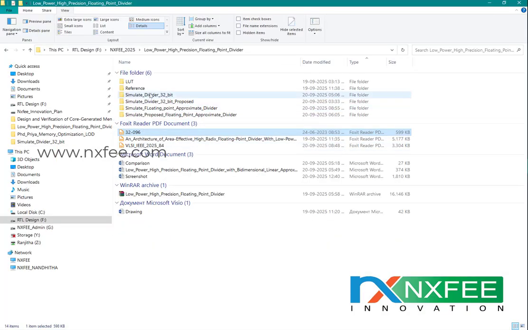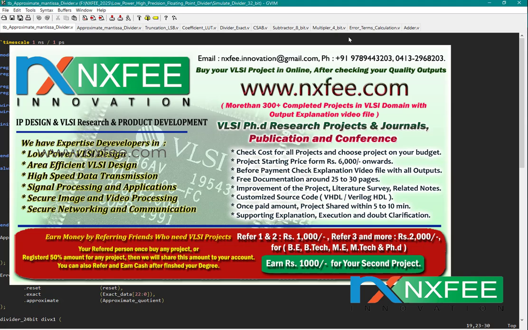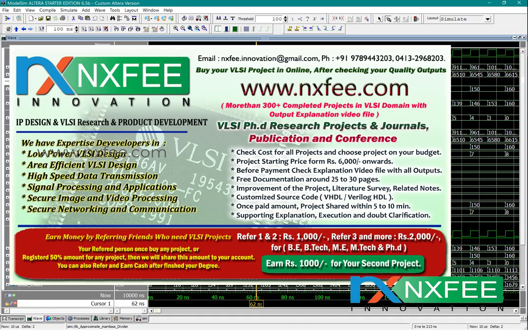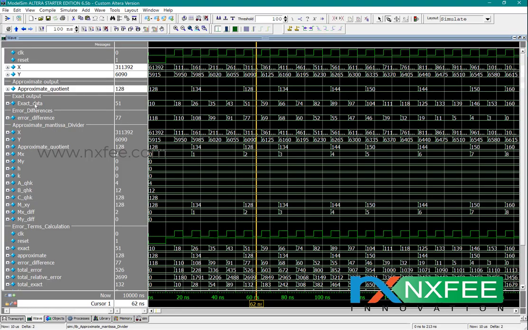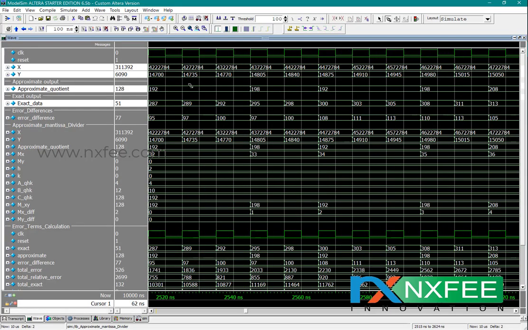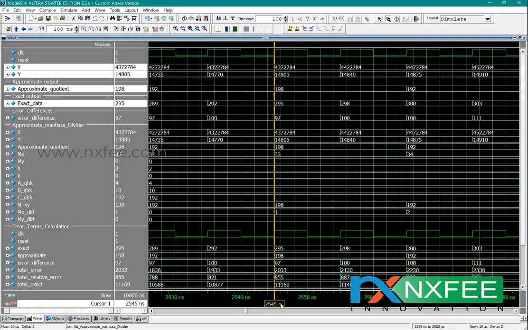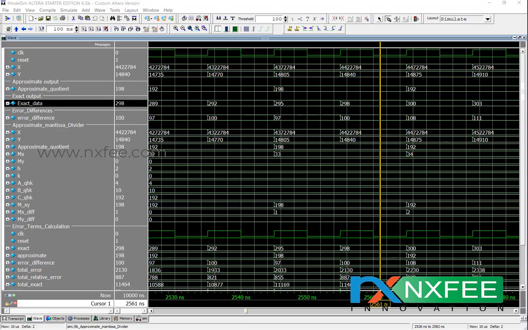Okay, so in this design, the first part is the division operation. Here this is the divider architecture code. It is developed in Verilog HDL, and here we simulated it in ModelSim. Here you can verify the x input, y input, approximate quotient value and exact quotient value. If we check with any value, it presents the exact, accurate output, and the approximate quotient becomes the approximate output here.